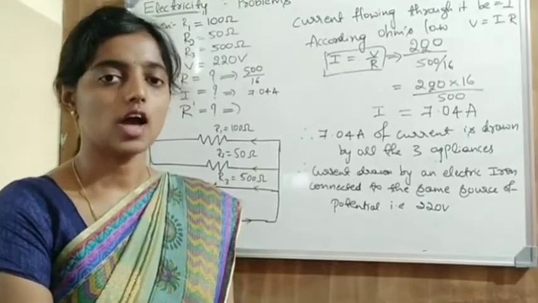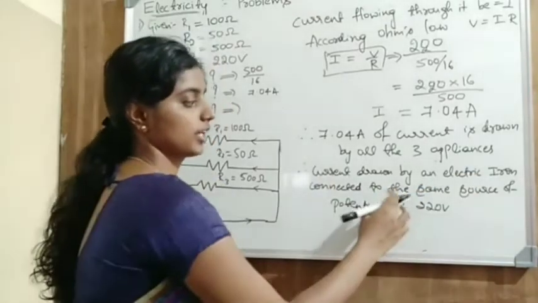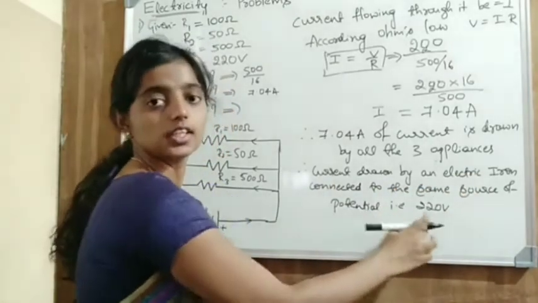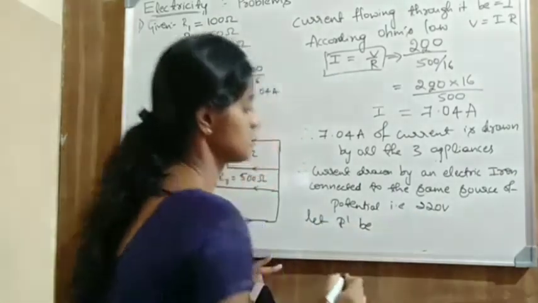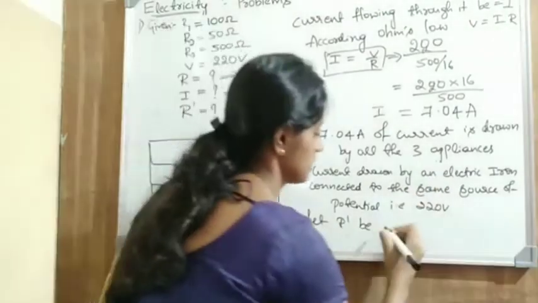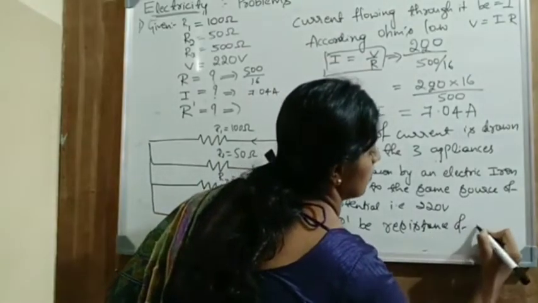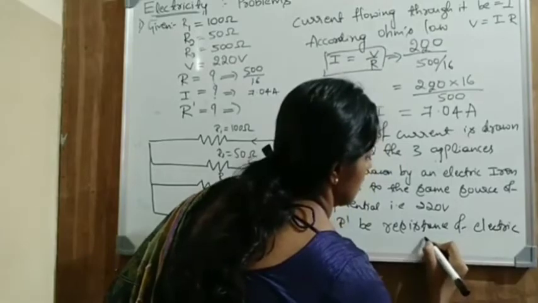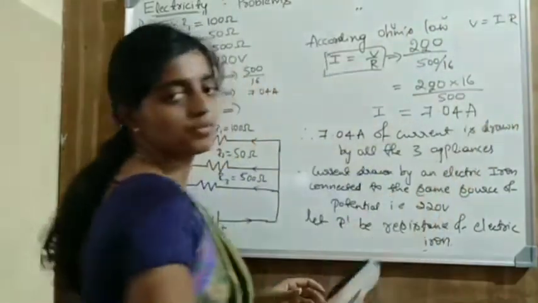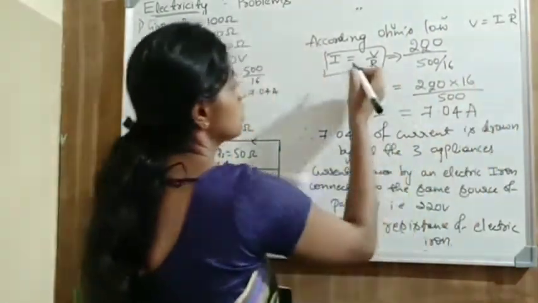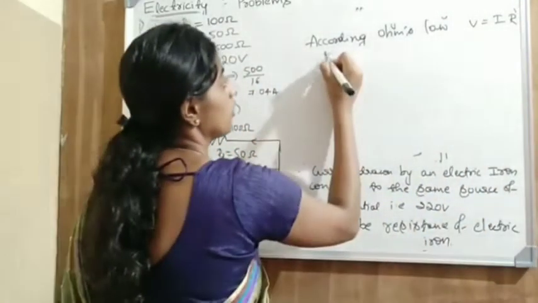We need to find out R dash. Therefore, current drawn by an electric iron connected to the same source of potential, that is 220 volt, and let R dash be the resistance of electric iron. So again here we need to use Ohm's law, but R will become R dash. We need to find out R dash.